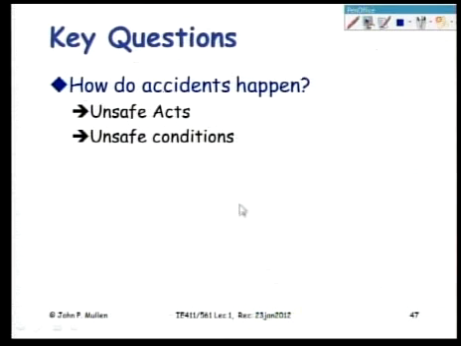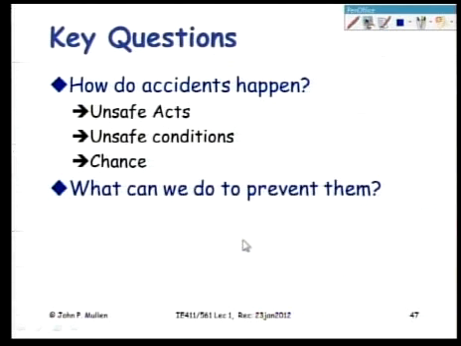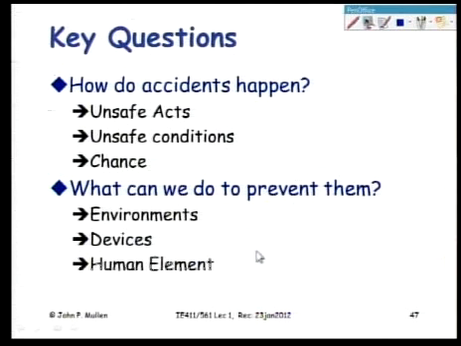Usually there are three things: unsafe acts, unsafe conditions, and chance. Unsafe act: running around with your car without lights on at night. Unsafe condition: having no brakes. Chance: hey, anybody can be unlucky, right? What can we do to prevent them? We look at environments, devices, human beings, because machines don't really get injured, only people do. And management at all levels.